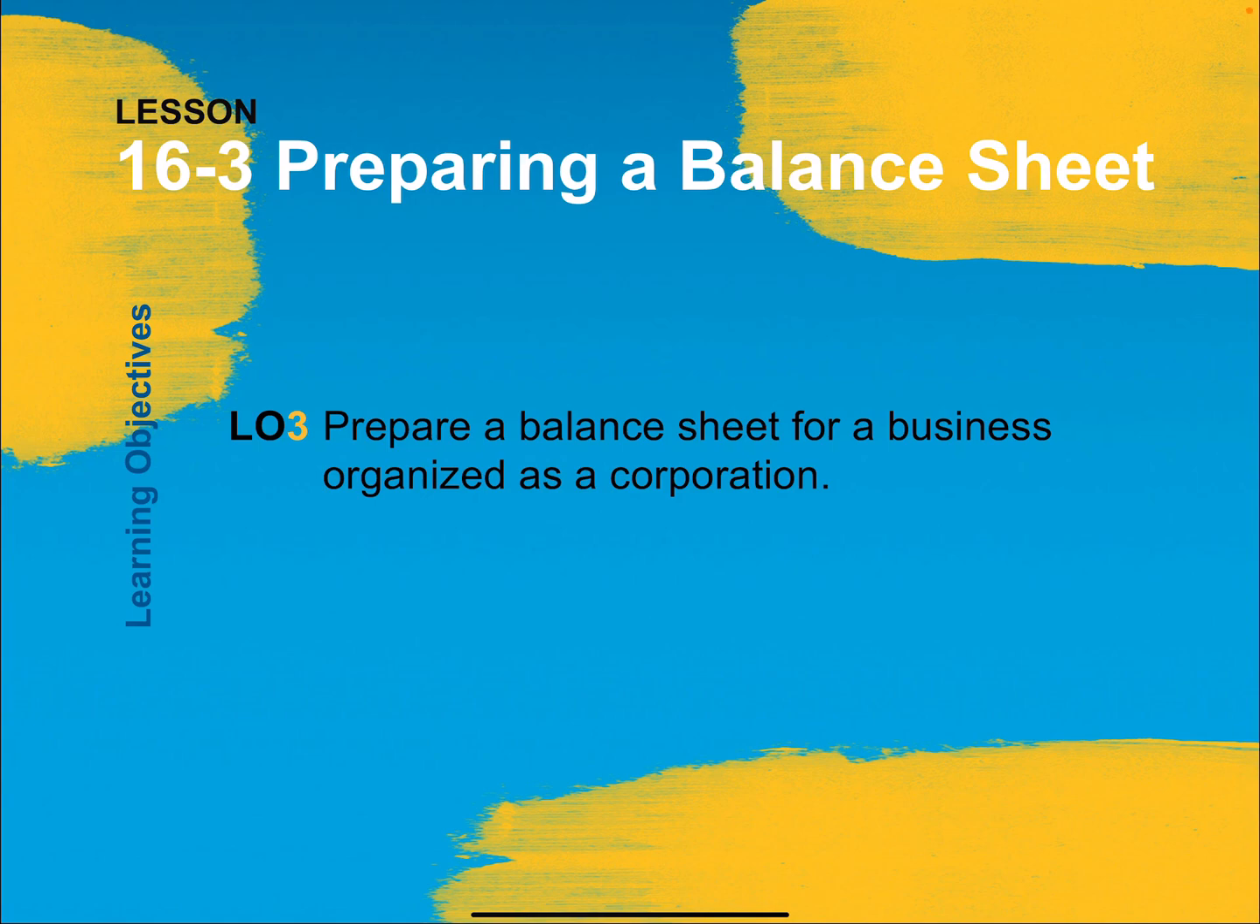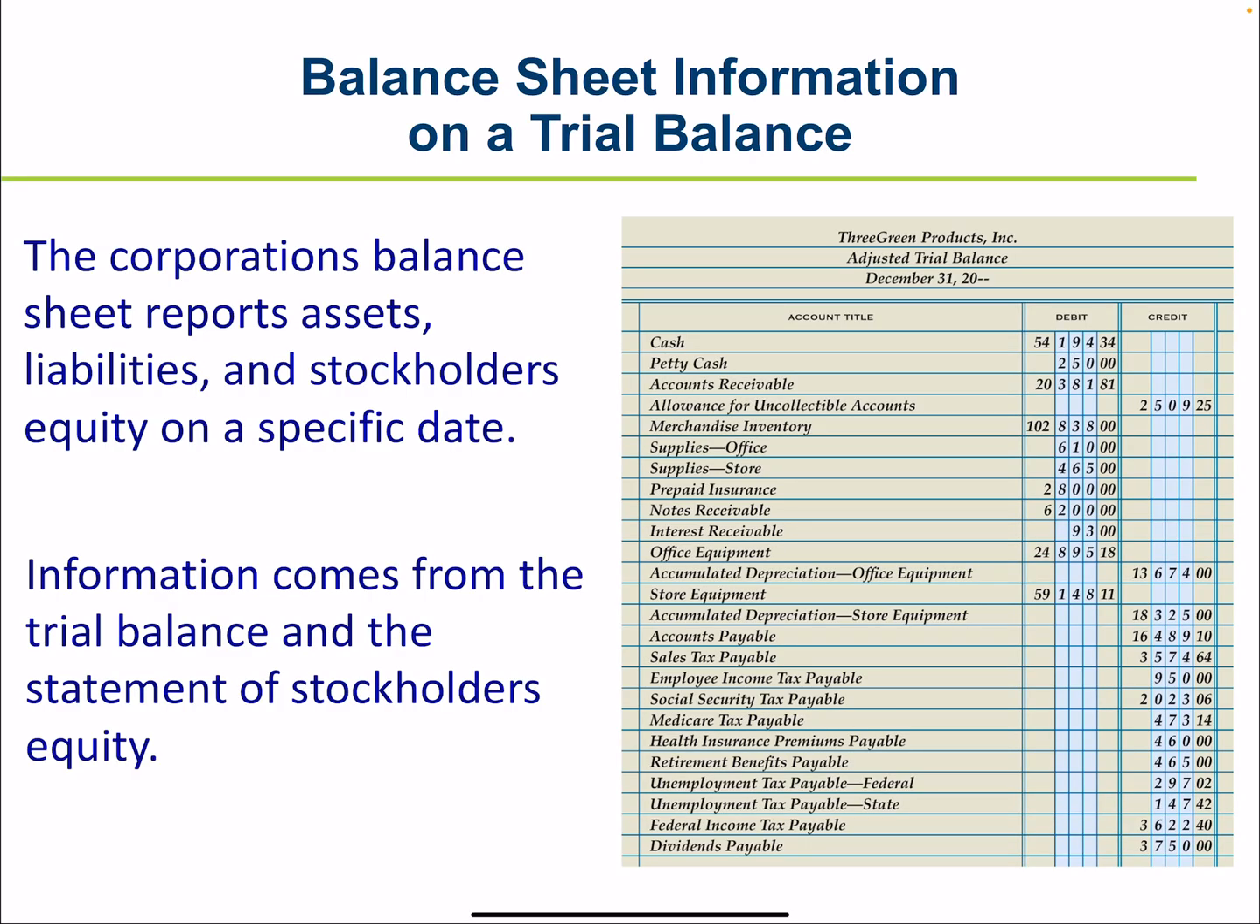So far this chapter, we've prepared an income statement and a statement of stockholders' equity. The third section is preparing the balance sheet, the third financial paper. The corporation balance sheet reports assets, liabilities, and stockholders' equity on a specific date. Information comes from the trial balance and the statement of stockholders' equity.